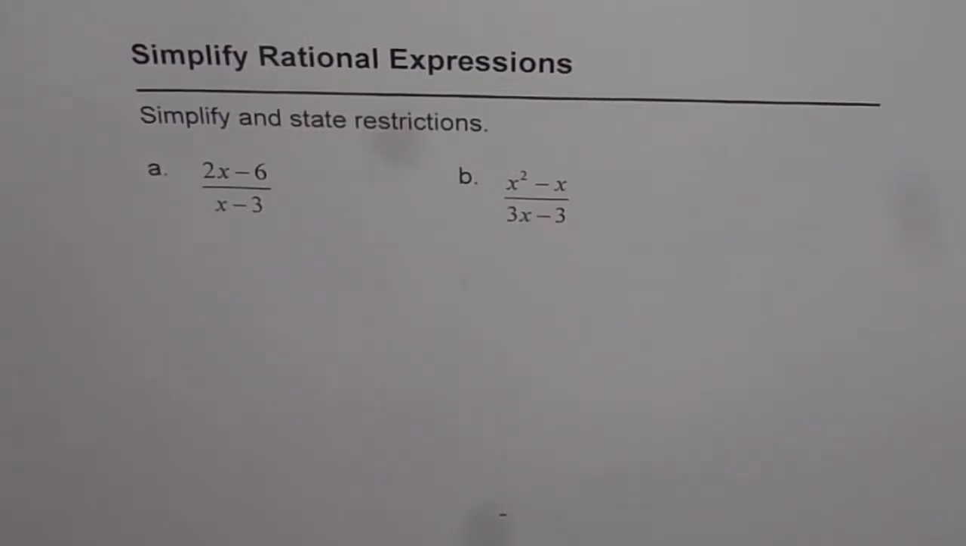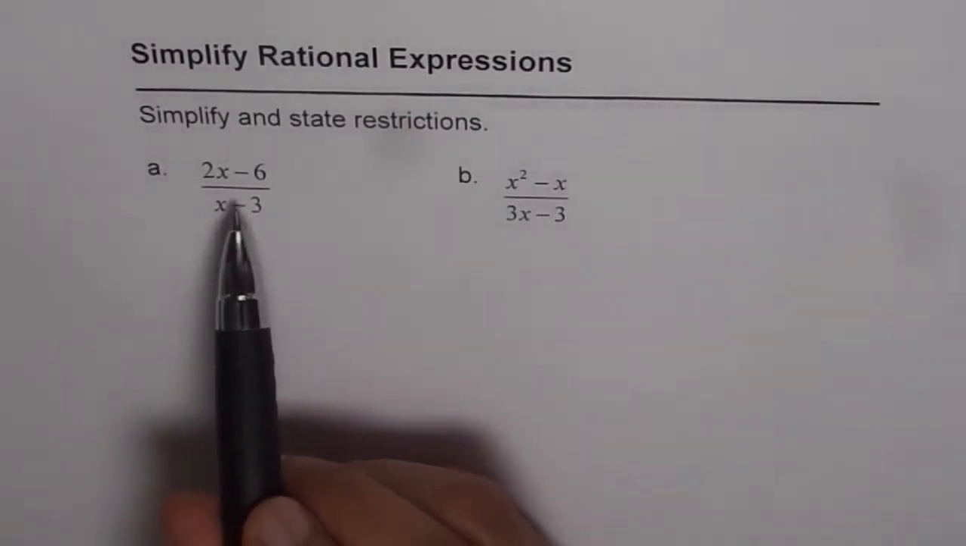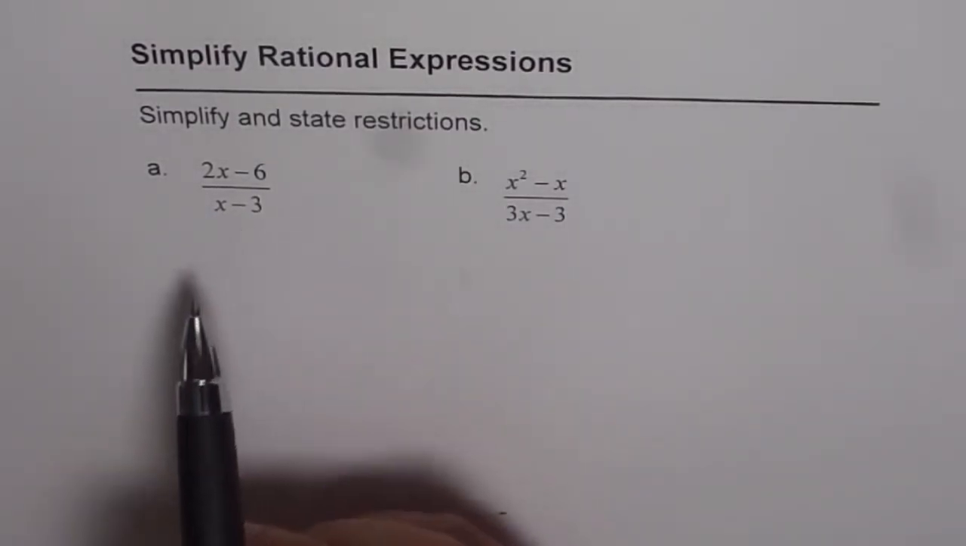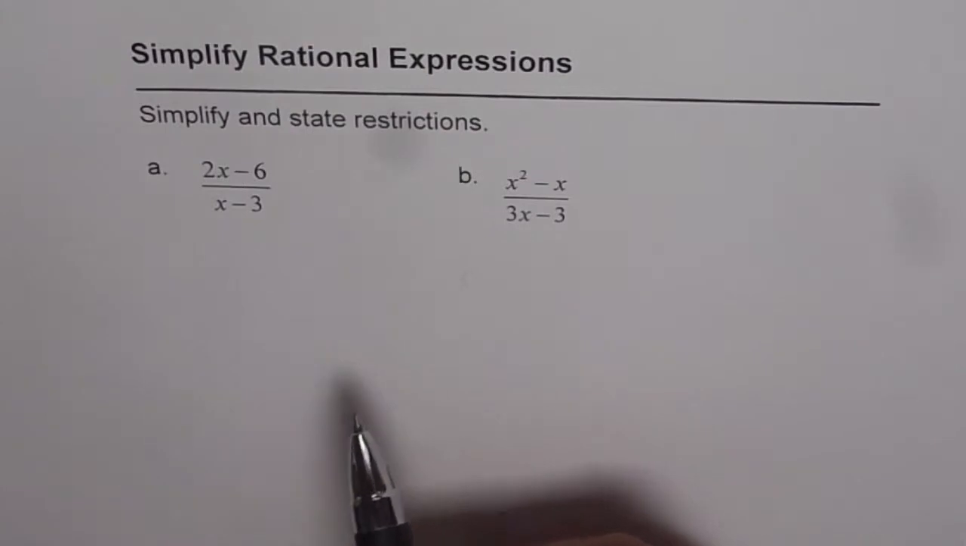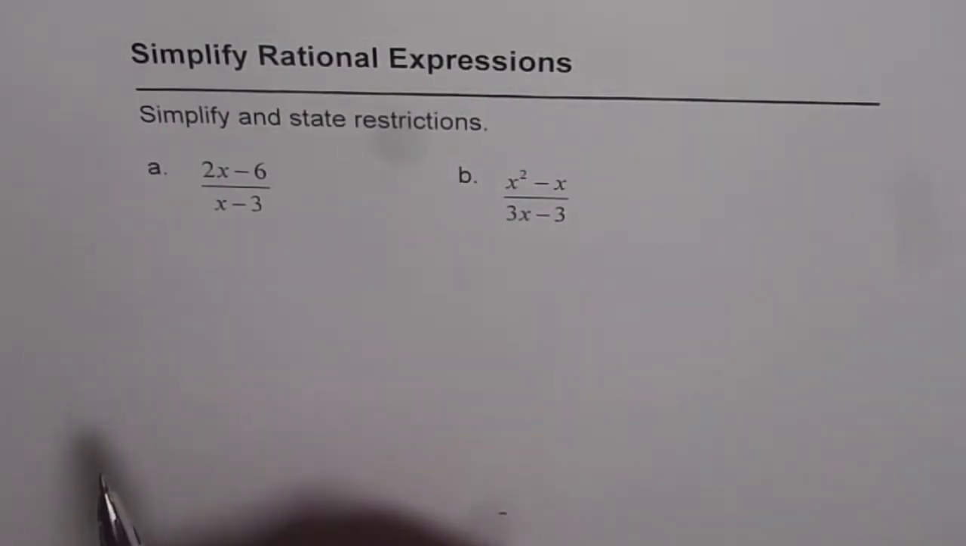Now let us explore how to simplify rational expressions and write their restrictions. We have two questions on this page. Part A is 2x minus 6 divided by x minus 3, and B is x squared minus x divided by 3x minus 3. Now to simplify, we basically need to factor the numerator and denominator and cancel out common factors. That is what simplify really means.